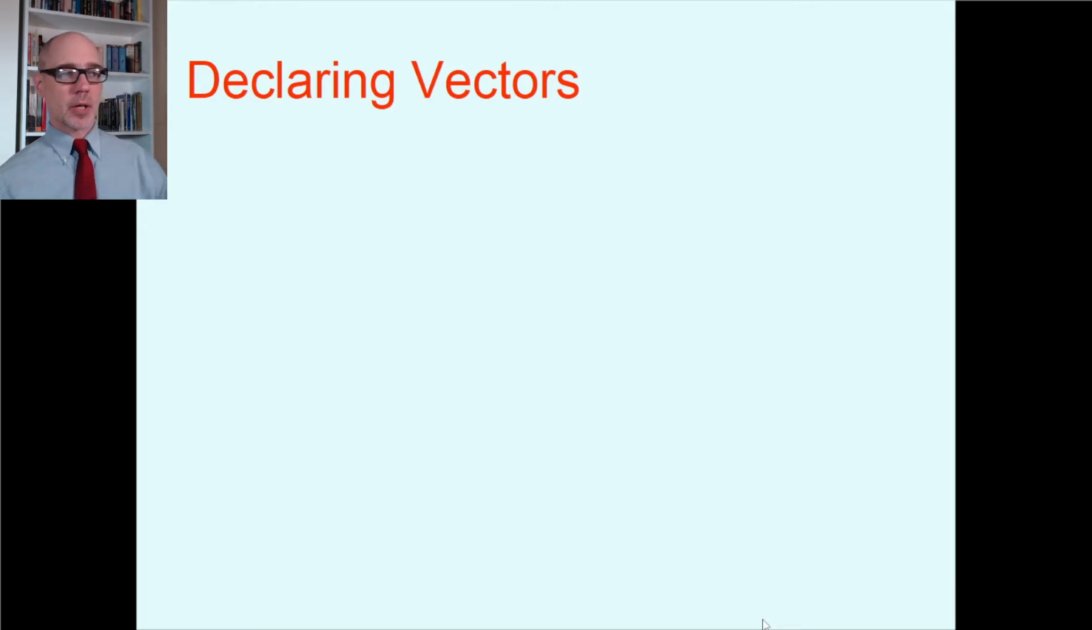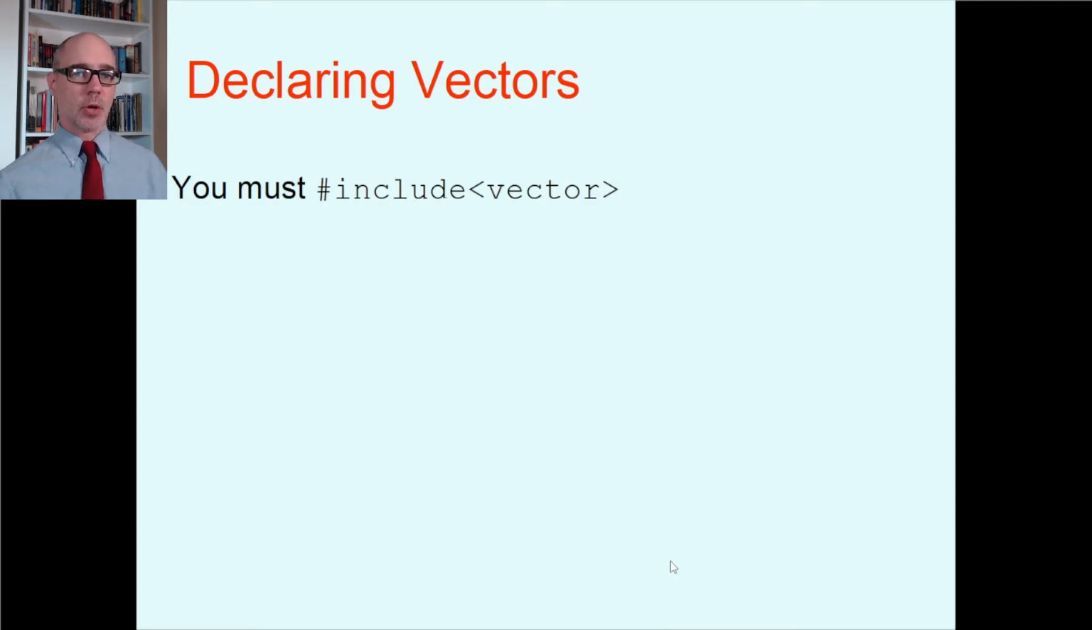Okay, so if you're convinced that vectors are going to be wonderful for you, here is what it looks like when you use them. First of all, you've got to include the vector library, because again, this is not built into C++ automatically. It's an add-on library, so you're going to have to #include the vector library to use this.